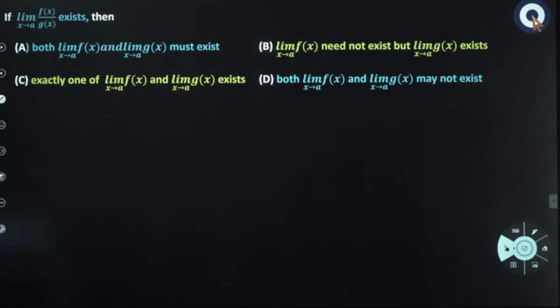Here also one counter example you can give. So f(x) by g(x) exists. Whether the limit of f(x) and the limit of g(x) as x tends to a should exist or shouldn't is not required. So let us say we take f(x) equal to sine 1 by x and let us say g(x) is equal to 1 by x, a counter example.